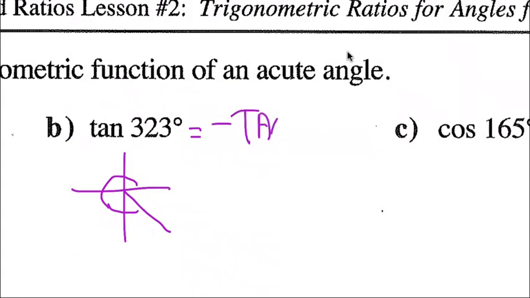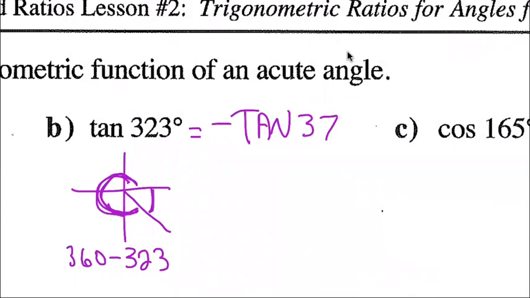Tangent. What's the reference angle? Well, if this is 323, this last leftover bit is 360 take away 323, which is what, 37? 37 degrees. So the tangent of 323 degrees is equal to the negative tangent of 37 degrees. And you could test this on your calculator. Punch in tangent 323. Punch in -1 times tangent 37, and you'll get exactly the same answer.